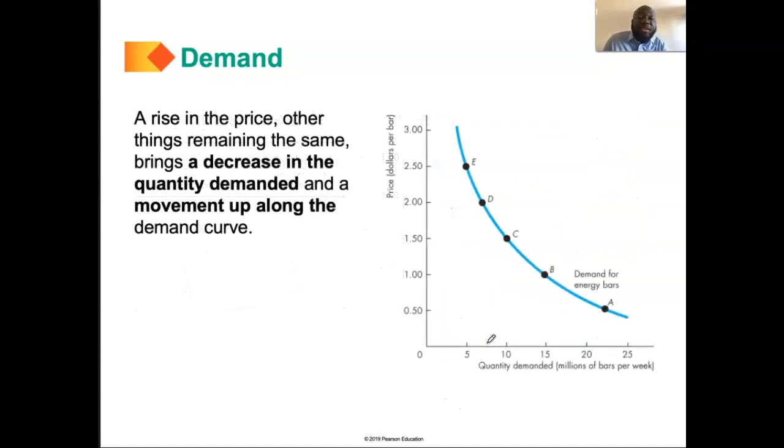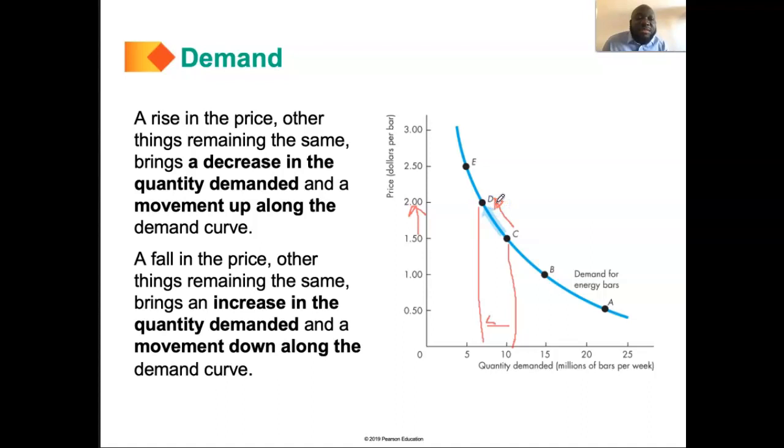From there, we can also say that with a rise in price, there's a decrease in quantity demanded and there's a movement up along the demand curve. So this is really important. As price increases from $1.50 to $2, we move from 10 to 7. Quantity demanded decreases from 10 to 7, and we move from point C to D, and it's a movement up along the demand curve.